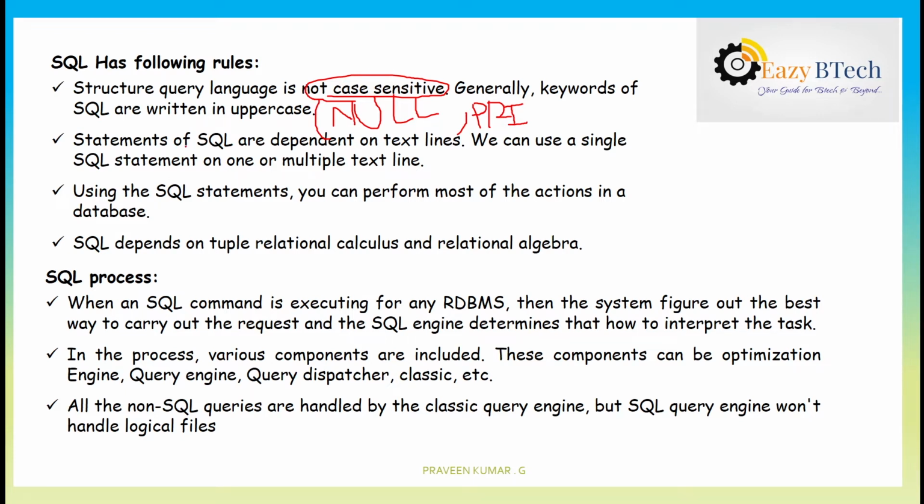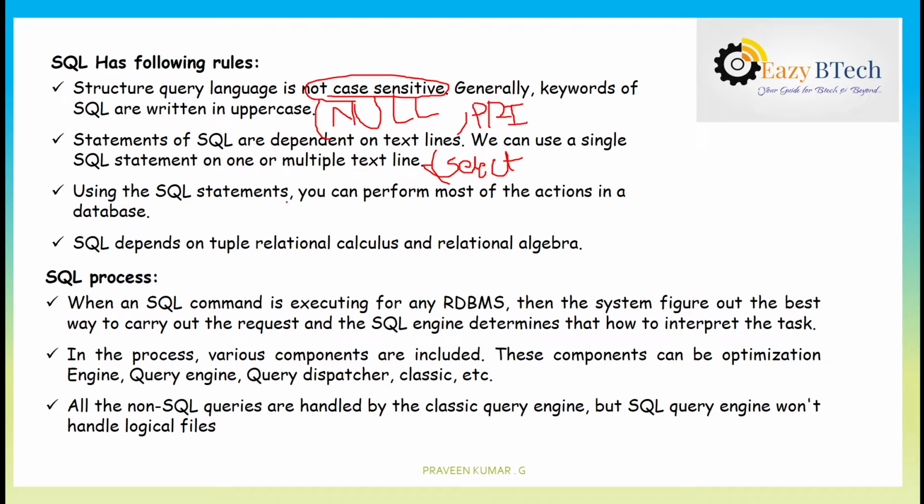Next, SQL statements are dependent on a text line. We can use a single SQL statement over one or more text lines. This is compulsory. I think we already discussed this: we can write a query in the form of English, and English is nothing but a text format. That's why it is dependent upon a text line. We can write two or more text lines, and based on the text lines, SQL can execute the query.